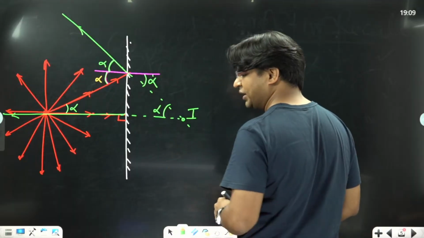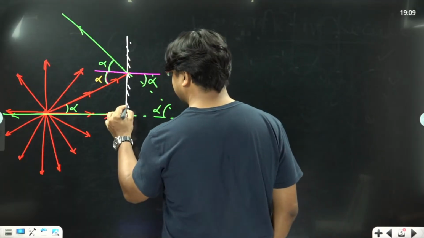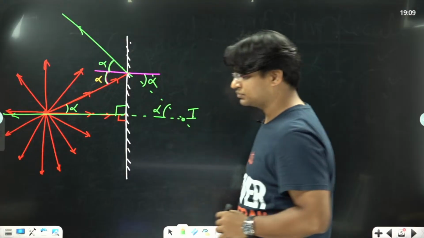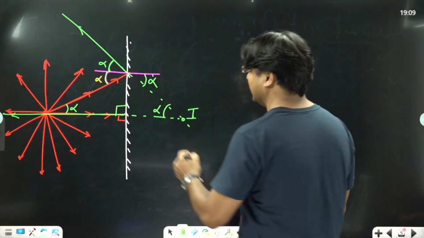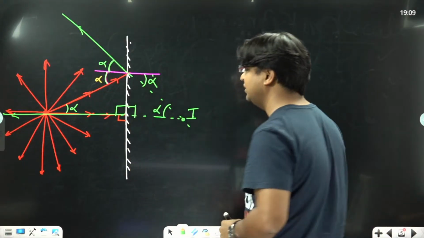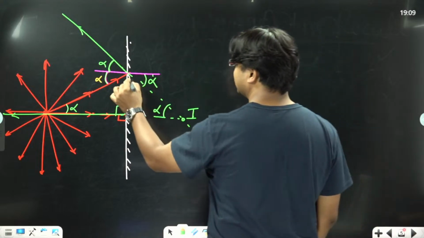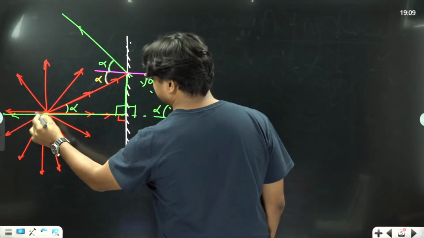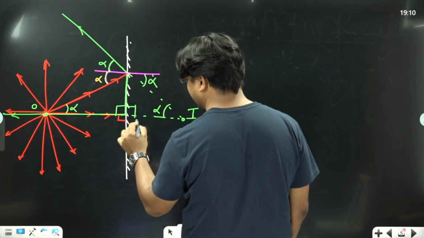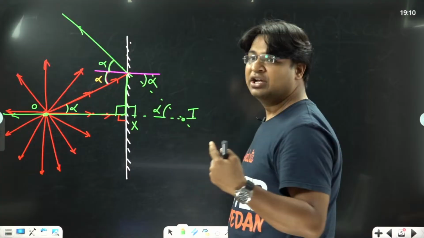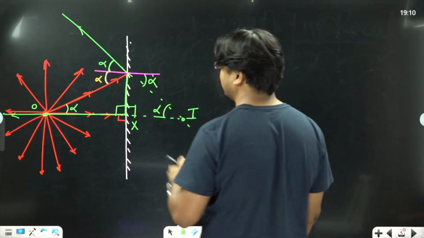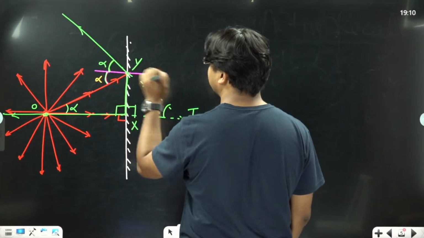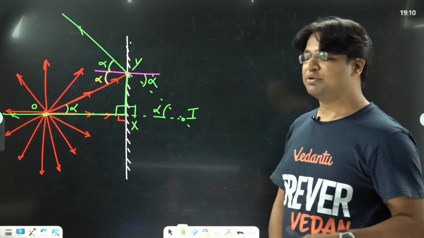Now also pay attention to this fact that this angle will be 90 degrees, yes or no? This angle will be 90 degrees, even this angle will be 90 degrees, and this side is common. So in these two triangles, which two triangles? Let's call this O, and let's call this point X, where the first ray was incident on the mirror. Let's say this is point Y, where the second ray was incident on the mirror.